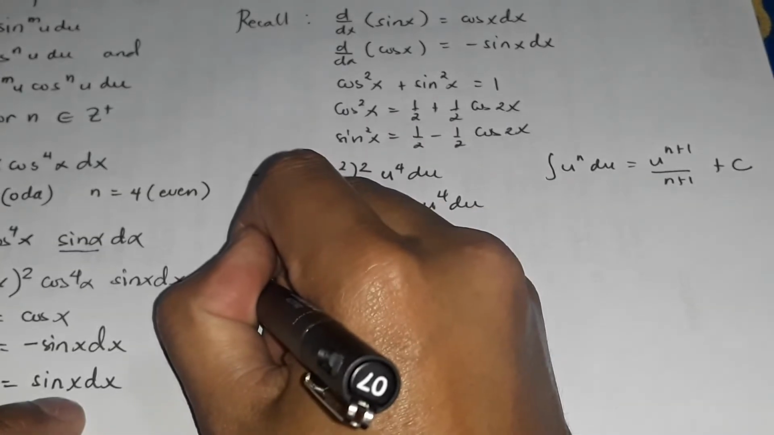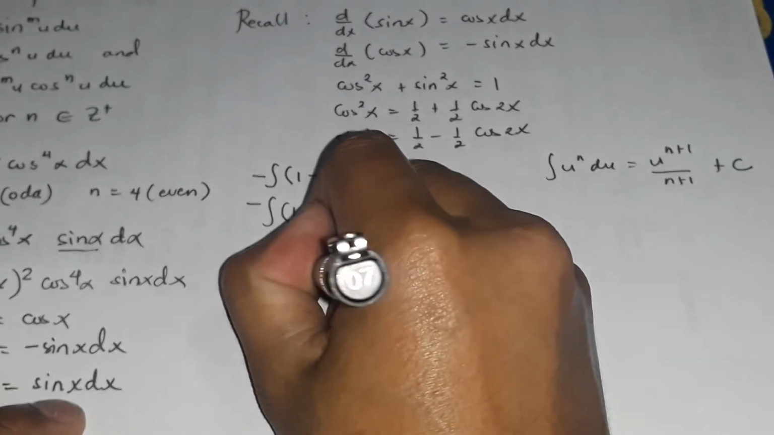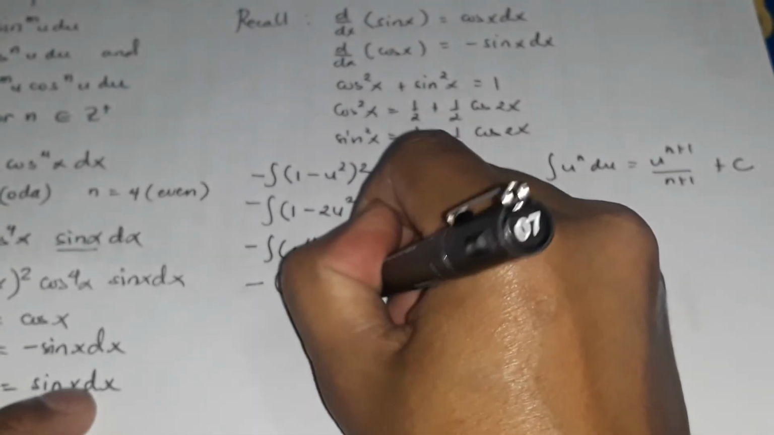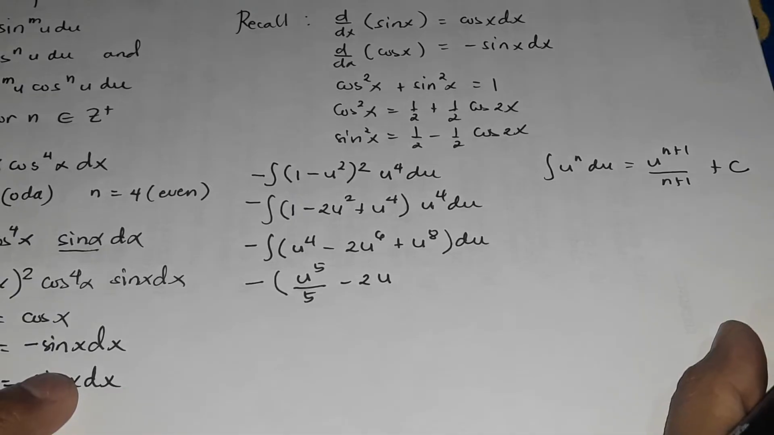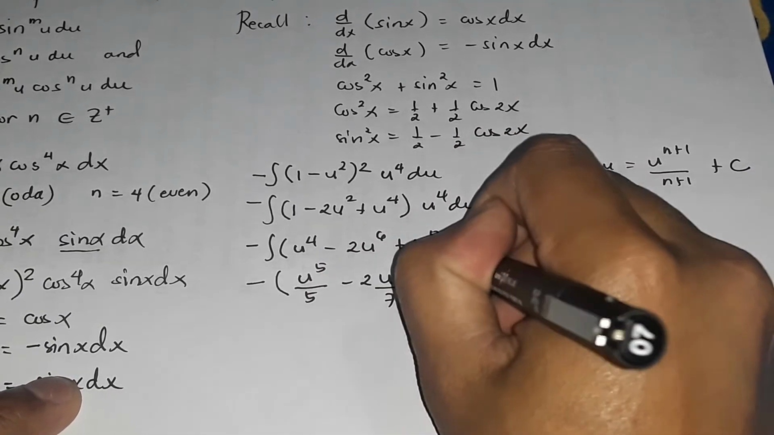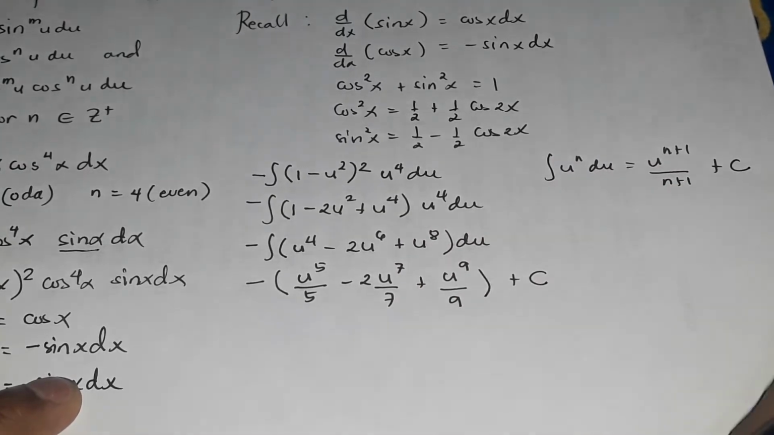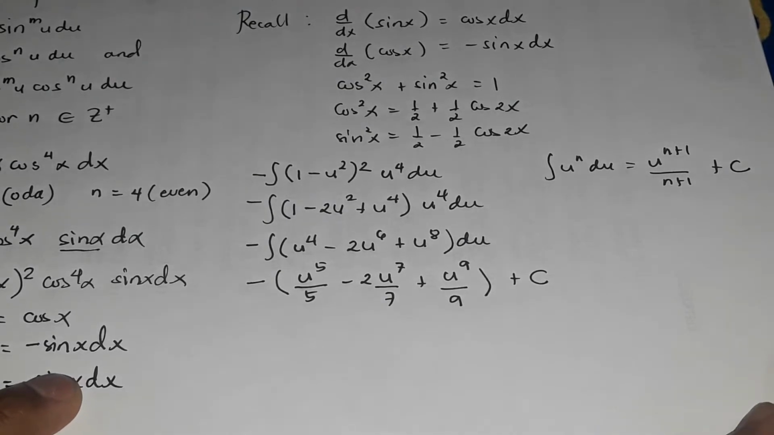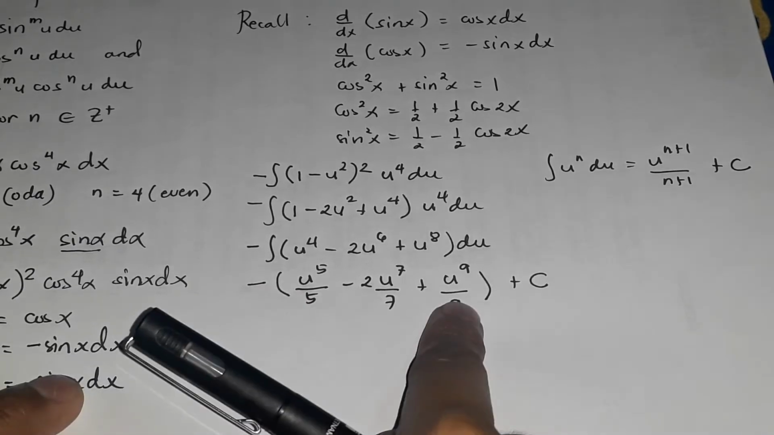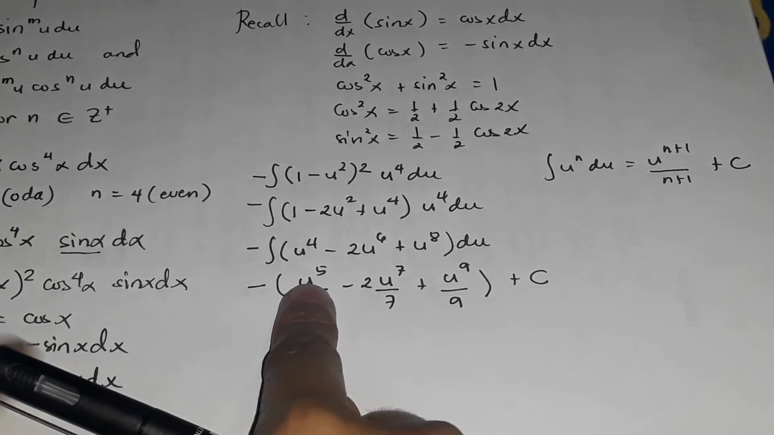Okay, so we are now ready to integrate. Integral of u to the 4 du is u to the 4 plus 1 over 4 plus 1, that's 5, minus 2u to the 6 plus 1 over 6 plus 1, that's 7, plus u to the 8 plus 1 over 8 plus 1, that's 9, and then you add c at the end. Okay, so what we are going to do next is to introduce this negative 1 to each term here, and then afterwards we are going to replace u by cosine x.